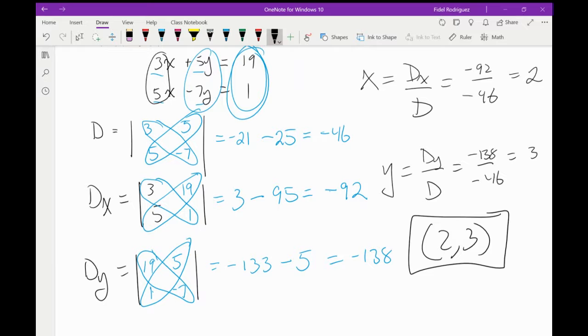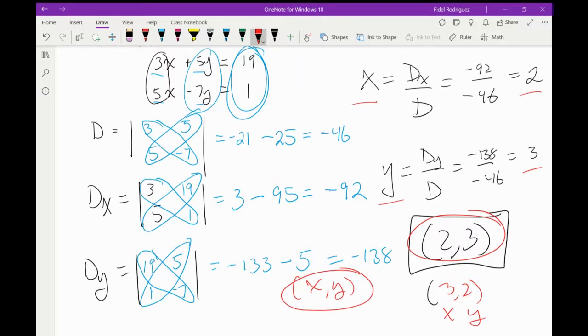I got the same answer, but when I put in the answer, I switched them accidentally. That's why I was confused, because I got the same answer, but I just flipped them. And I noticed it has to be x and y. Yeah, because remember, this is the x number and this is the y number. We got that one here and that one here. So it needs to be 2, 3, because every point is always written in the form x and y, right? Yes. Yeah.